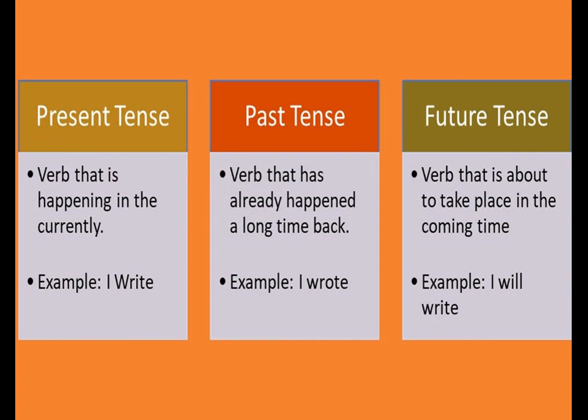For example, I will write. I will write means he or she will do the work. That means the things are pending, it will happen. This was the three definitions. It is very simple and the examples are also given.